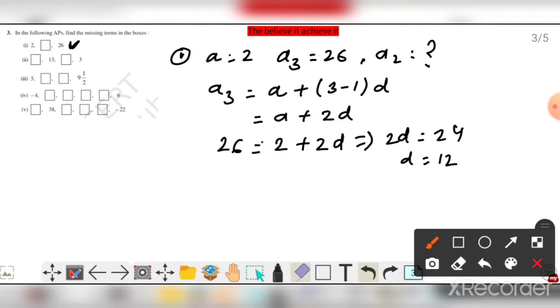Now we can find out A2. So A2 will be A plus D. A is given 2, plus 12. So that will be 14. Understanding? And then if we add 12 to 14, that will be 26. Okay. So we'll go to the second question.